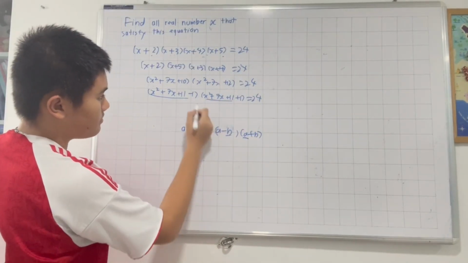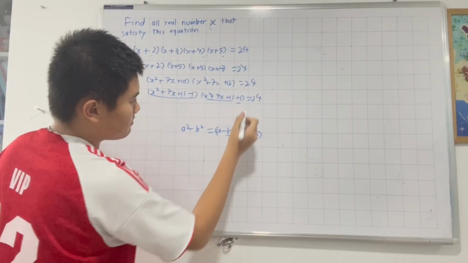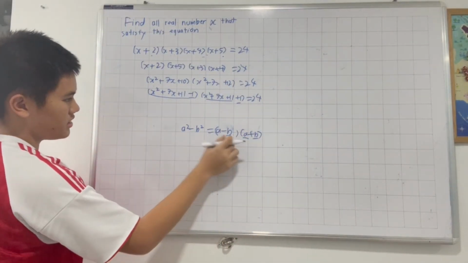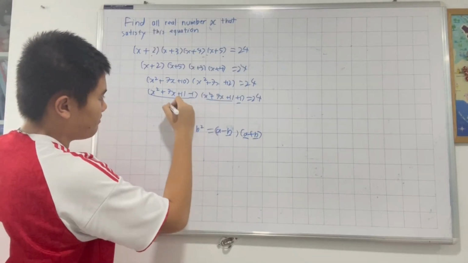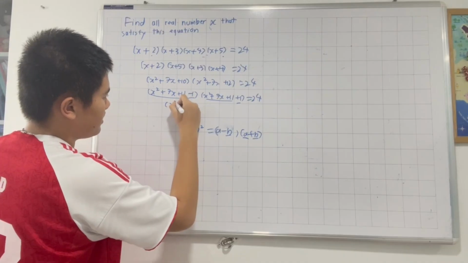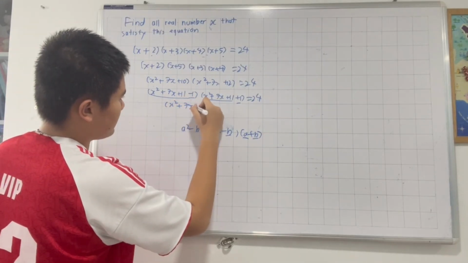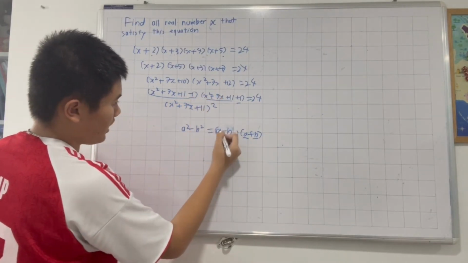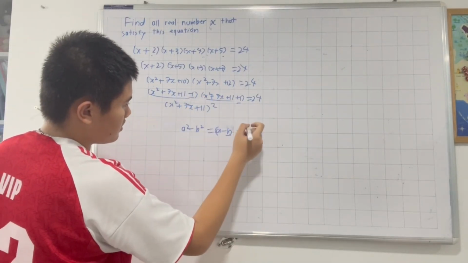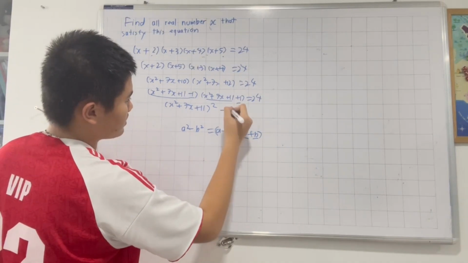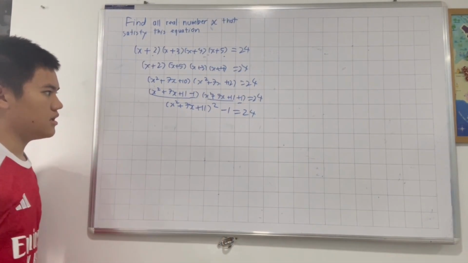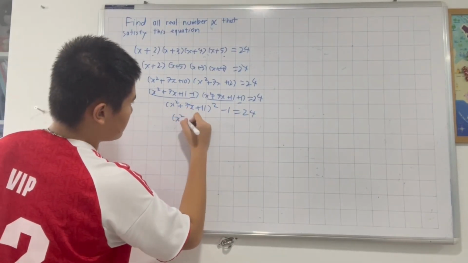You see, a here, and then minus b here, plus b there. So now we can use this and write it like this: x squared plus 7x plus 11, squared, this is a squared, and then minus 1 squared, which is minus 1, equals 24. Let's delete this. Now what we've got is 11.